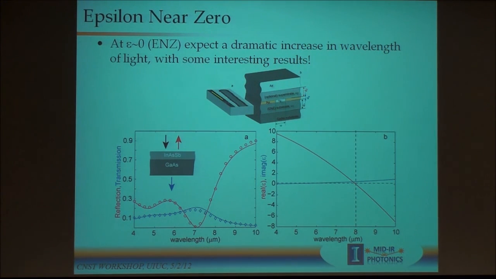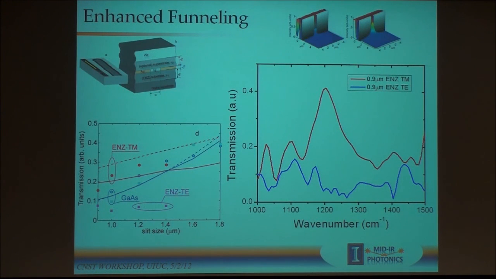Well, the first thing I want to talk about is what happens right as epsilon crosses over to negative. That's where your epsilon is near 0, or ENZ material. When your epsilon goes to 0, the effective wavelength of your light in this material becomes extremely large. And it turns out that when you have this very large effective wavelength in your material, you can couple quite nicely to the fundamental TM mode of a sub-wavelength aperture.